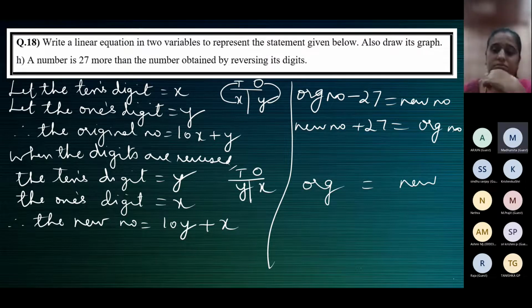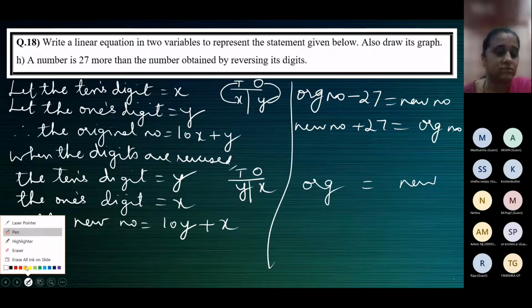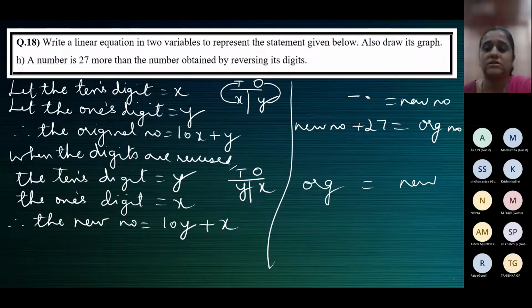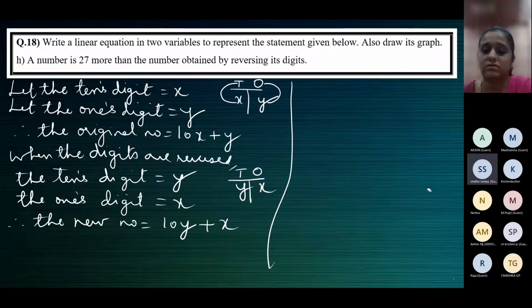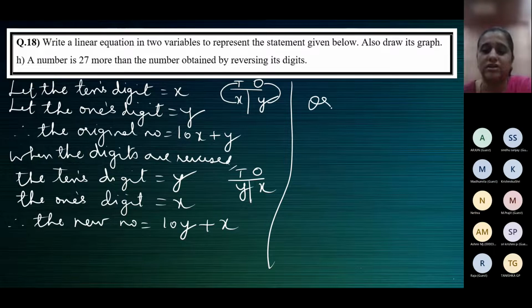Ma'am, the original number is greater. Okay. Others? I'm the original number, ma'am. So if I write original number is equal to new number, I'm sure, all of you know, and even I understand that I'm wrong. If I write original number is equal to new number, no.